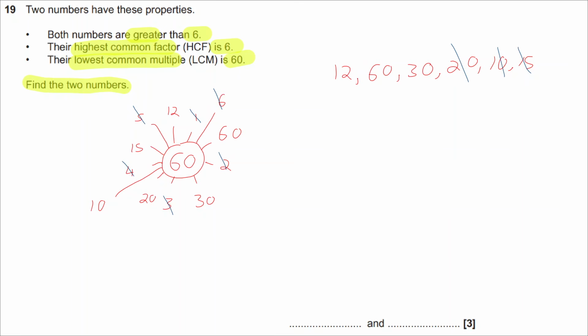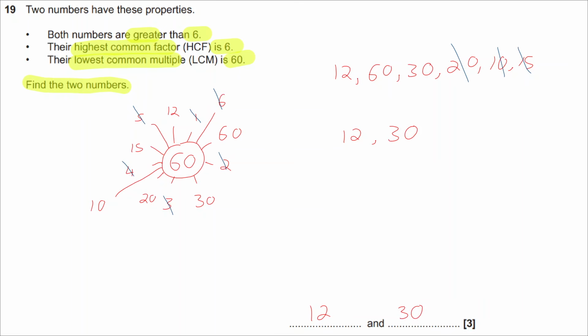Now, if we use the numbers 30 and 60, for example, the highest common factor here would actually be 30. So that's not going to work. Let's try 12 and 30. Actually, yes, the highest common factor here is 6. The biggest number that goes into 12 and 30 is 6, and the lowest common multiple is going to be 60. Let's prove it. So these are the answers: 12 and 30. We're going to double check the mark scheme.